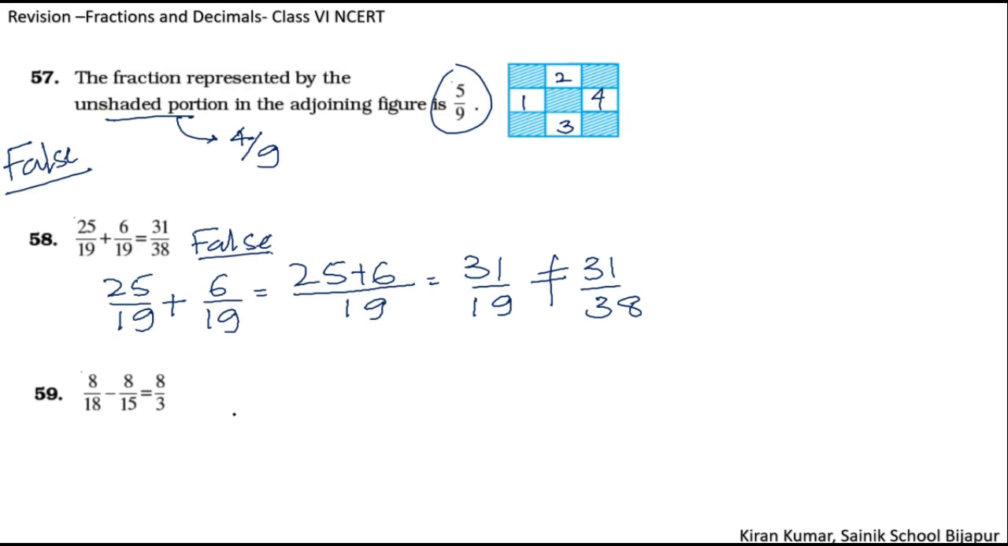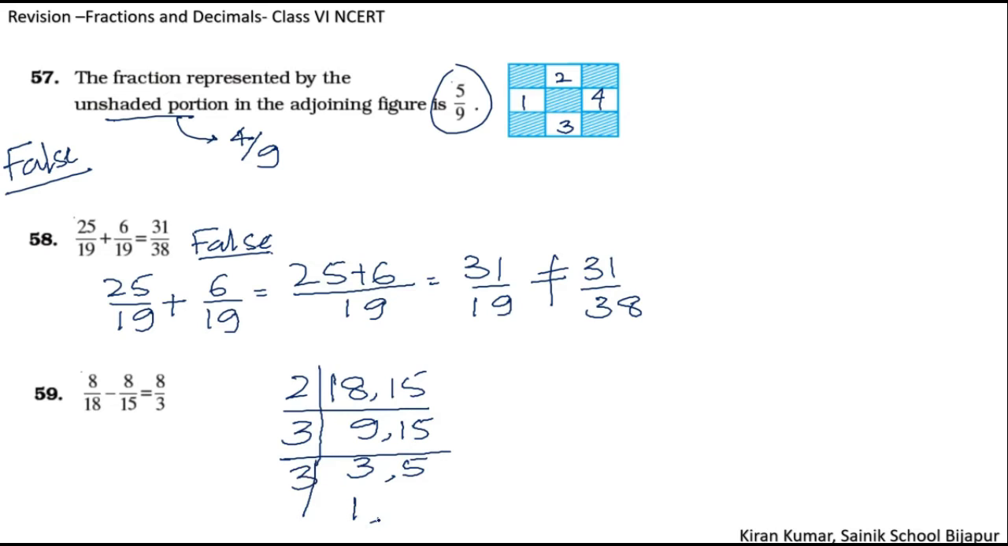In the next one, 18 and 15, we need to take the LCM. 18 and 15. To find the LCM, I have to divide by the least prime number 2. 2 9 times is 18, and 15 is written as it is. Next, I'll divide by 3. 3 3 times is 9, 3 5 times is 15, 3 1 time, 5 1 time. So the LCM is 2 into 3 into 3 into 5, and it is 90.